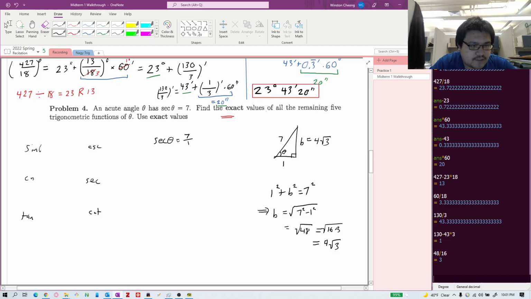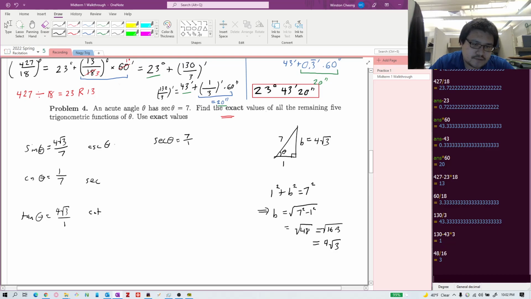Sine of theta is opposite over hypotenuse. So we get 4 radical 3 over 7. Cosine is adjacent over hypotenuse. Adjacent is 1, hypotenuse is 7. Tangent is opposite over adjacent, so that's 4 radical 3 over 1. You wouldn't need to put the 1, you could just say 4 radical 3.